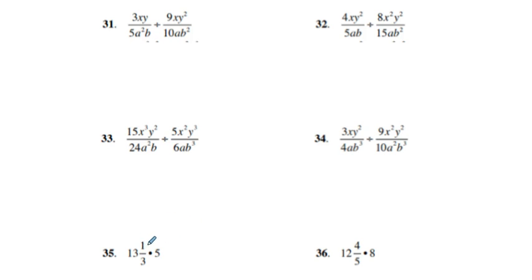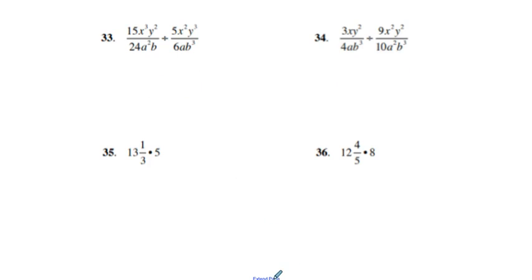Number 35 and 36. Mixed numbers divided by whole numbers here. Give myself a little extra room on this one. 13 and 1/3 times 5. You have to change your mixed numbers into improper fractions. 13 times 3 is 39, plus 1 is 40/3. Right? So 13 times 3, 39, plus 1, 40, 40 divided by 3, times 5/1. Right? Every whole number is going to be over 1 here. And you're just going to get 5 times 40 is 200. 200/3, and that'll be your final answer.